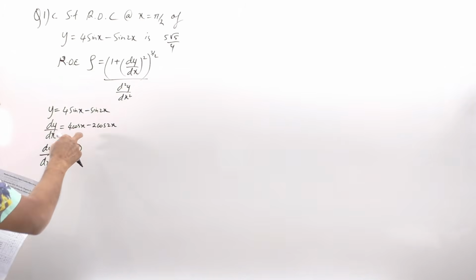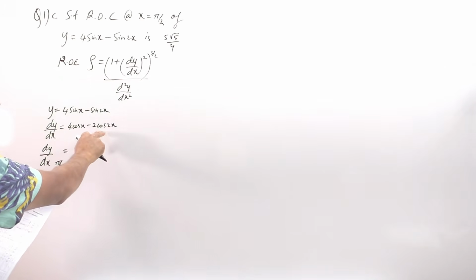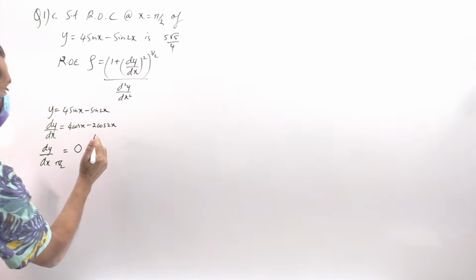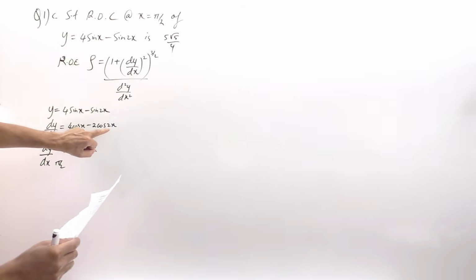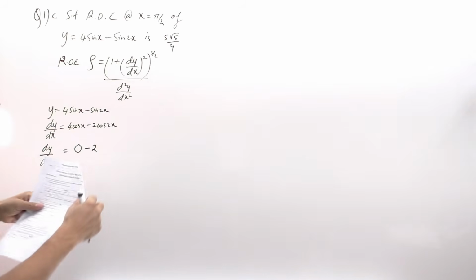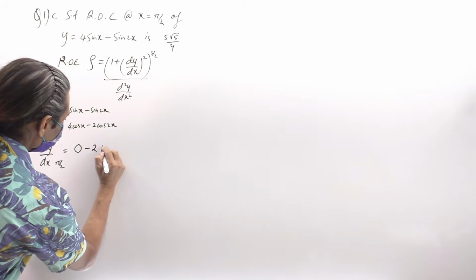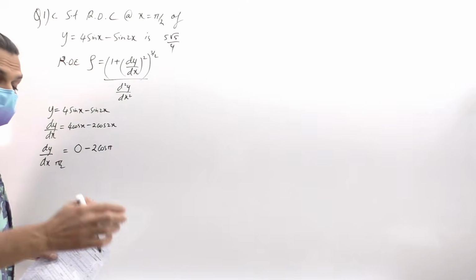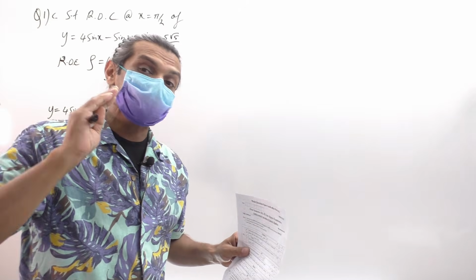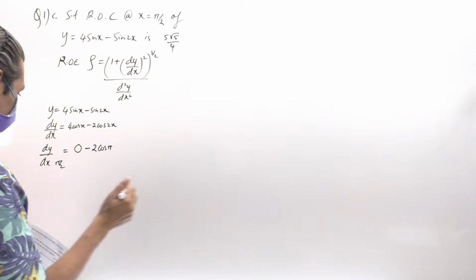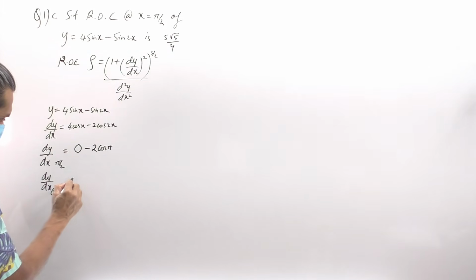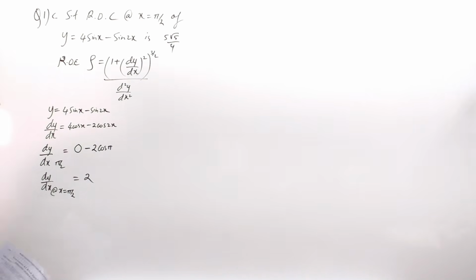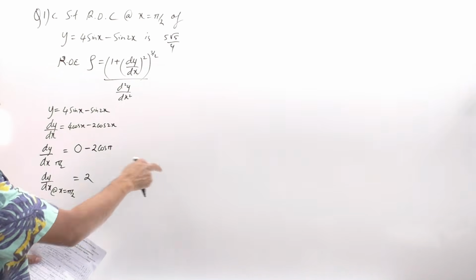Why? Because cos 90 is 0 and again cos, okay, it is 0 minus 2 into, see carefully, cos in place of x put pi by 2, 2 into pi by 2, 2 cancels. Cos pi, okay, I write here 2 cos pi. So what is the value of cos pi? Cos pi is always minus 1. Remember it. Therefore, dy by dx at x is equal to pi by 2 is equal to 2. Fine. So we got dy by dx here because cos pi is minus 1.